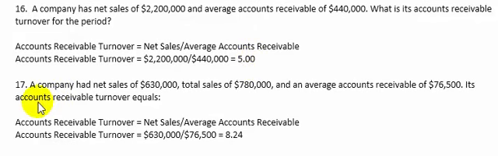Number 17. Company had net sales of $630,000, total sales of $780,000, and average accounts receivable of $76,500. Its accounts receivable turnover is equal to net sales, not total sales, but net sales divided by average accounts receivable, which would be $630,000 worth of net sales divided by $76,500, or their turnover would be 8.24 times. Again, higher is better.